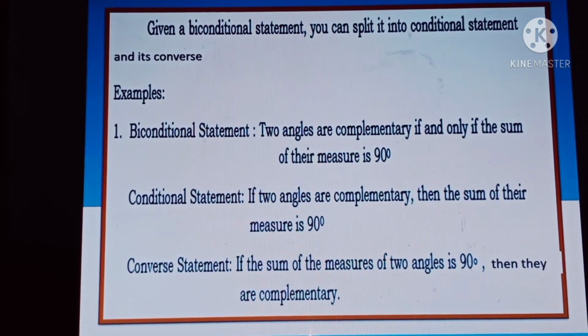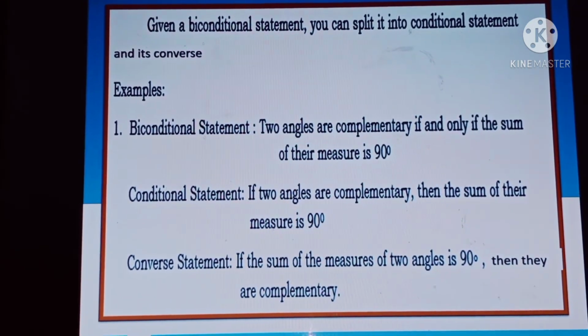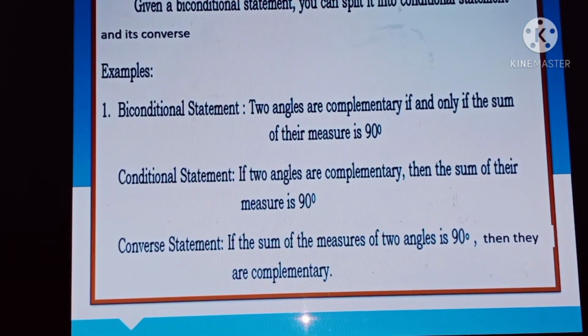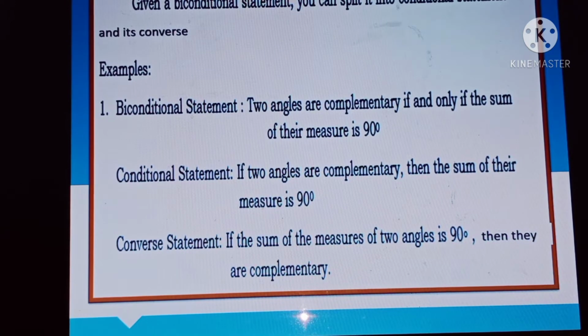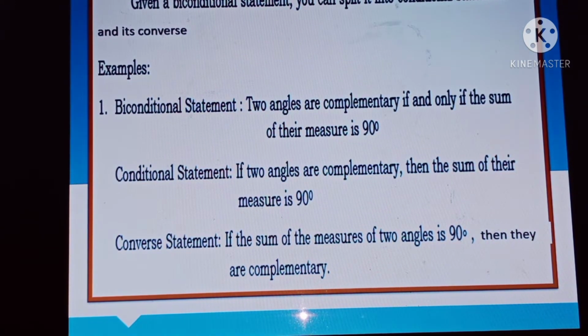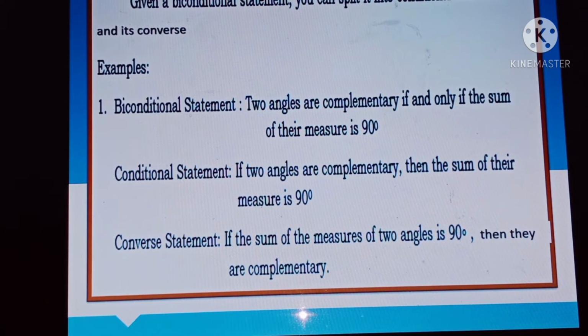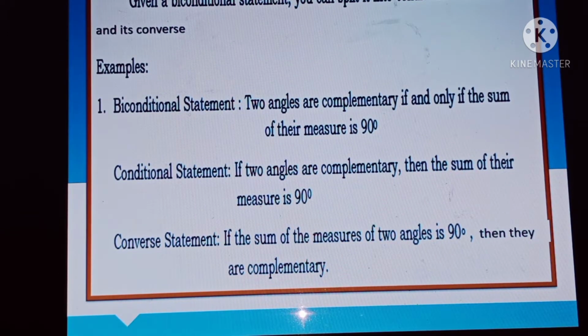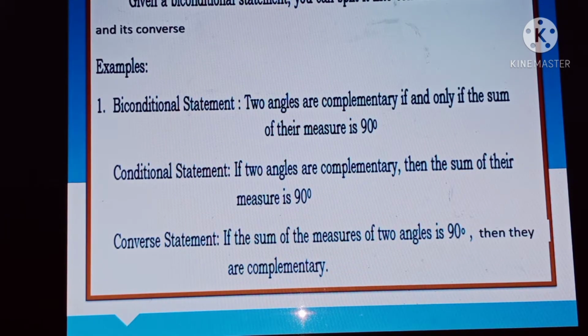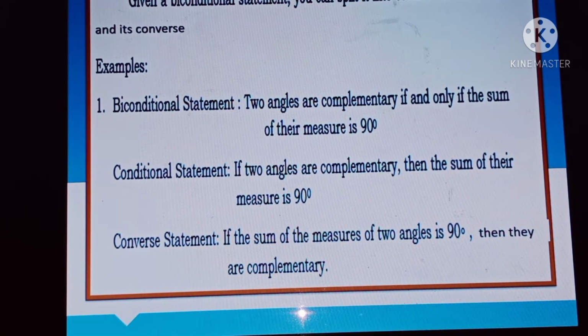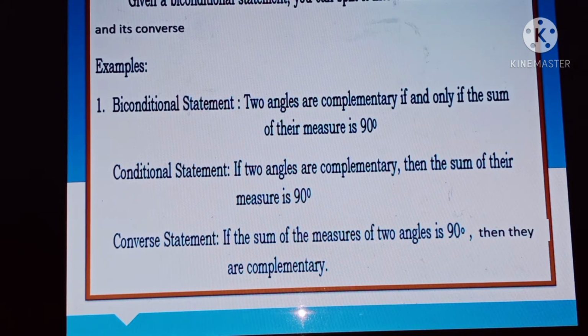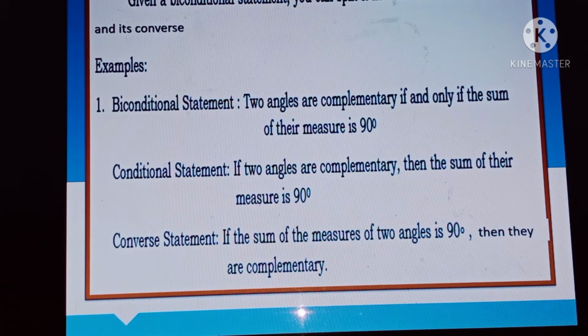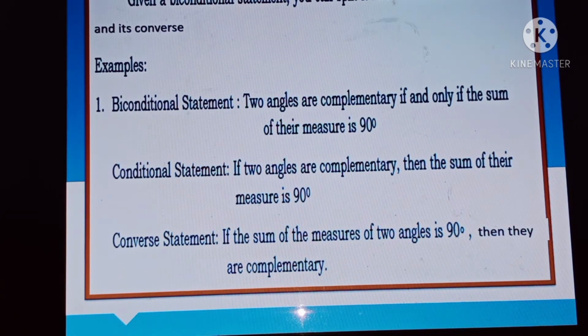So, example, given naman ay biconditional statement: two angles are complementary if and only if the sum of their measure is 90 degrees. Di ba pag complementary, ito yung angle pairs na dalawang angles na pag inadd mo yung dalawang angles na yun, equal siya lagi sa 90 degrees. So, sa conditional statement: if two angles are complementary, then the sum of their measure is 90 degrees.